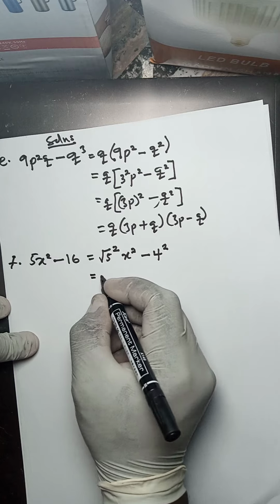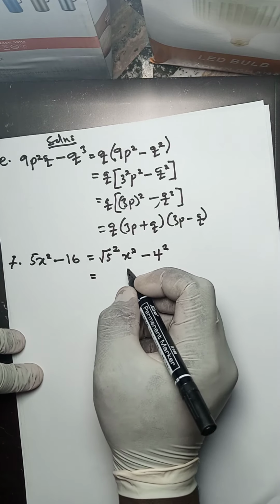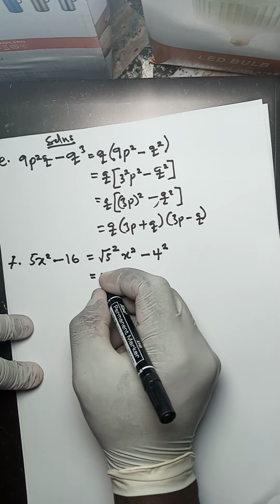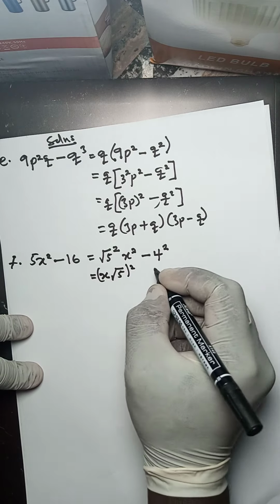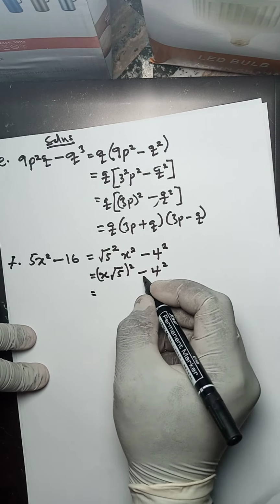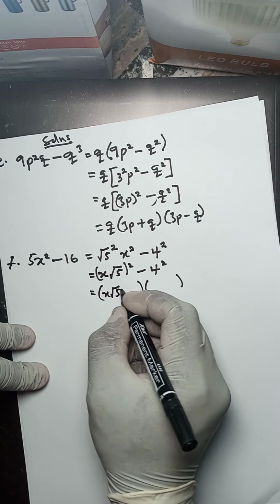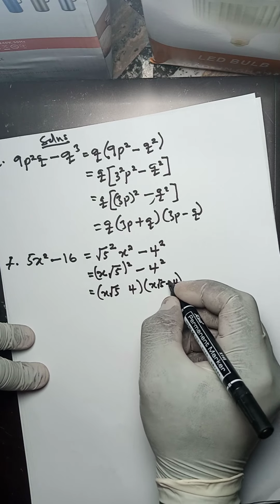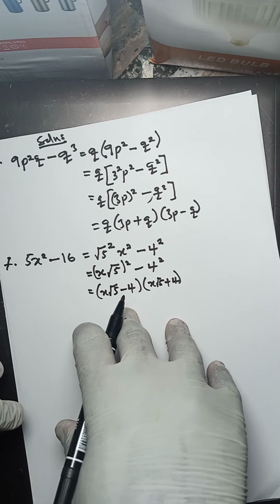Okay, now this becomes root 5 x, but I would like to write the x first. It's like you have 2 times 3, it can be 3 times 2, so I like to write x first. So x root 5 everything squared minus 4 squared. So now we have our difference of two squares. I can open my two brackets, so we have x root 5 plus 4 and x root 5 minus 4, and this will be our answer.